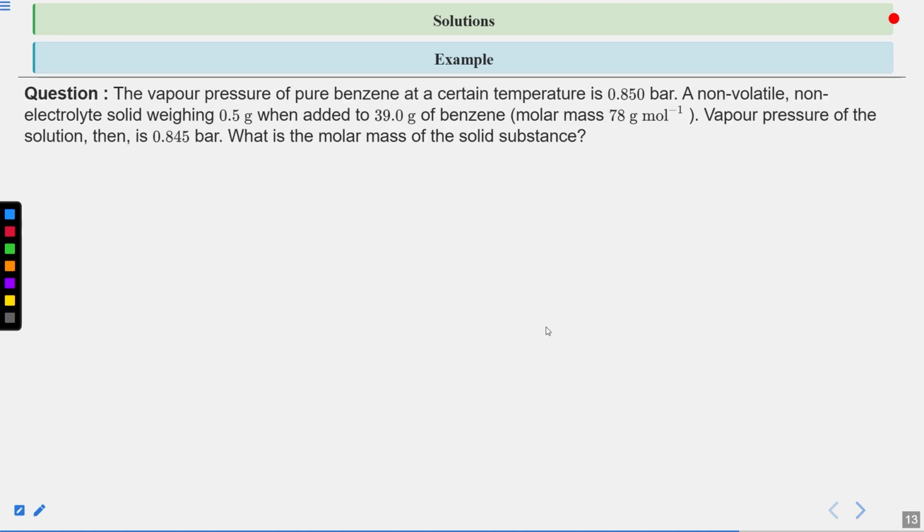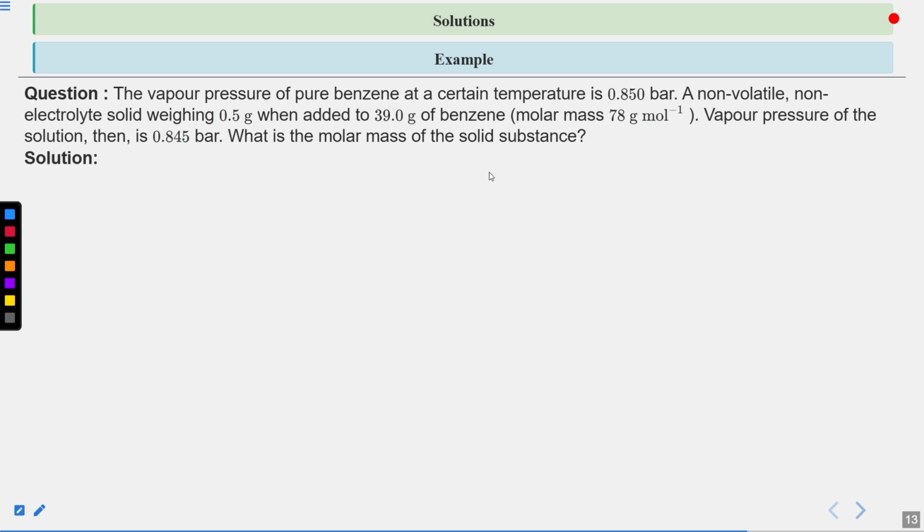Here is a question for you, directly from your formula. The vapor pressure of pure benzene at a certain temperature is 0.850 bar. So this is for the pure solvent. Now, after the addition of a non-volatile solid whose weight is 0.5 gram to 39 gram of benzene, whose molar mass is 78 gram per mole, the vapor pressure of the solution is now 0.845 bar. So you have to determine the value of the molar mass of that added solid substance.